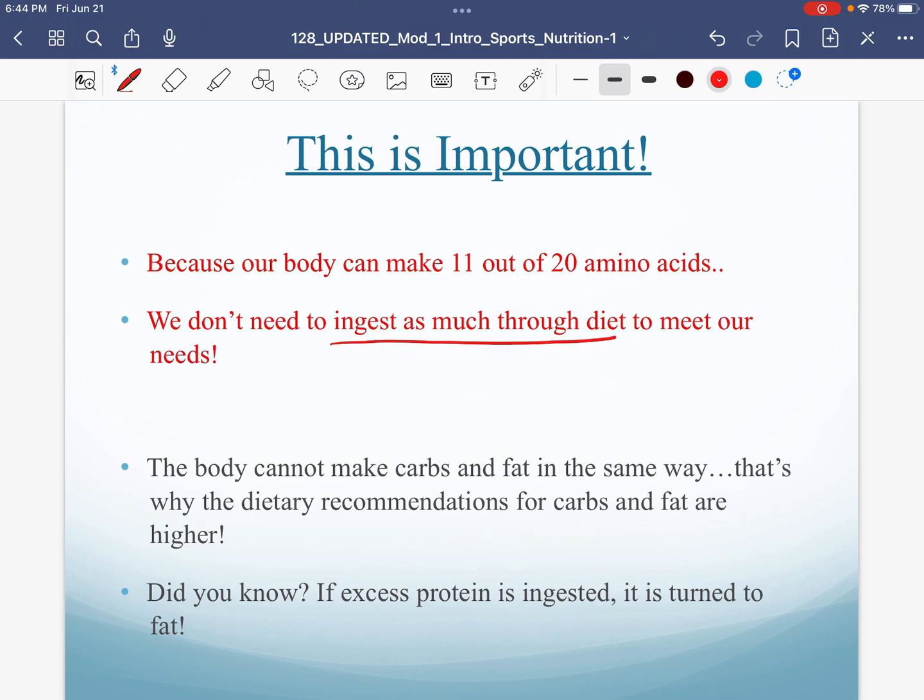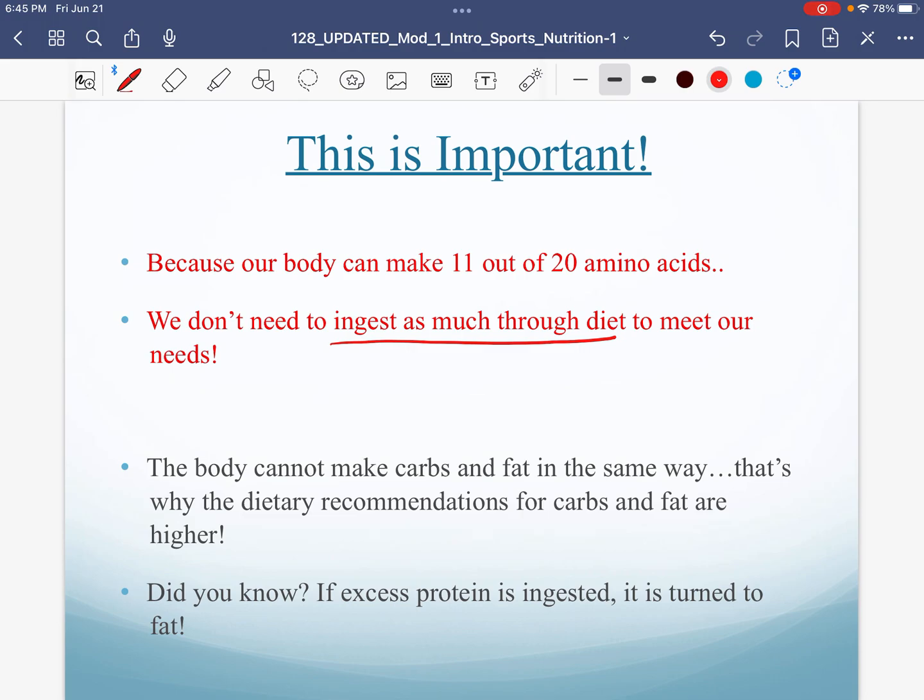We need protein. But this is a scientific fact that our body makes protein for us. Therefore, we don't need as much through diet as you might think. Does our body make carbohydrates in the same way? No. Does our body make fats in the same way? No. We're pretty much reliant to get all of our carbs through food, all of our fat through food, but not quite protein.